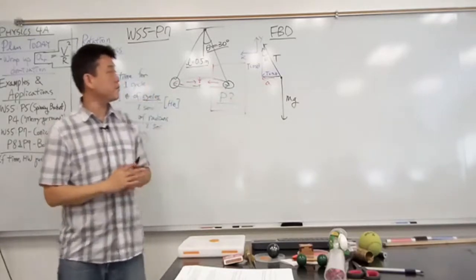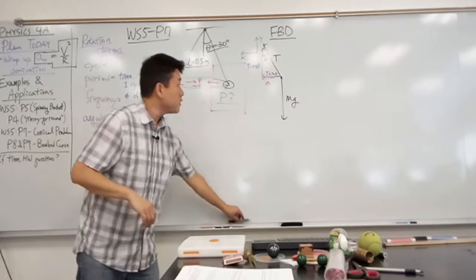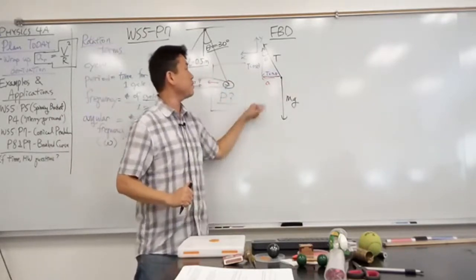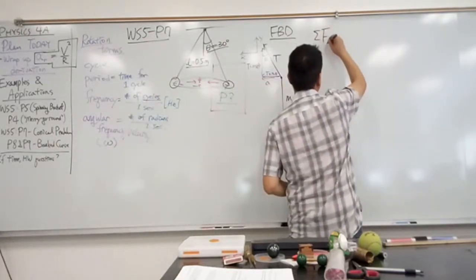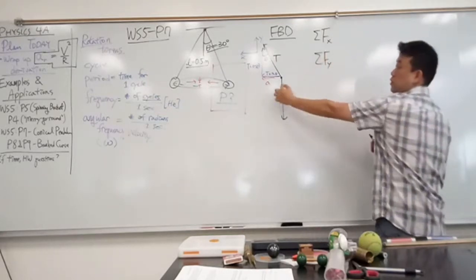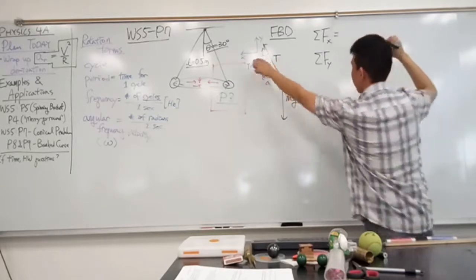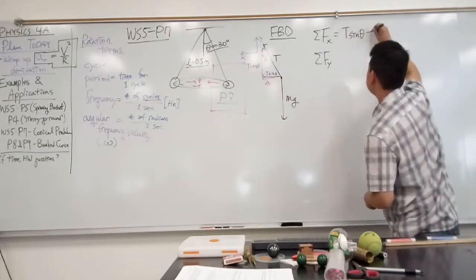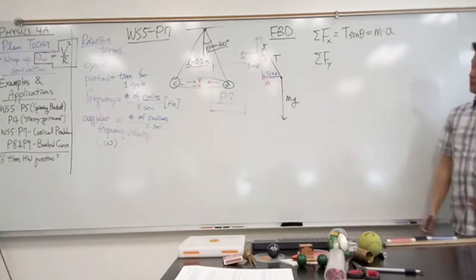Okay, so now I'm ready to write down Newton's second law equations. That's my step number four. So I write down two equations, one for the x direction, one for the y. So net force in the x direction and the y direction. In the x direction, there's only one force, T sine theta. So in the positive direction, the way I defined it, T sine theta is equal to mass times acceleration.